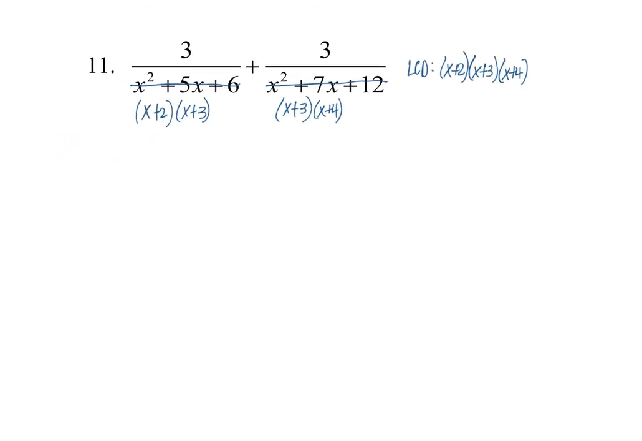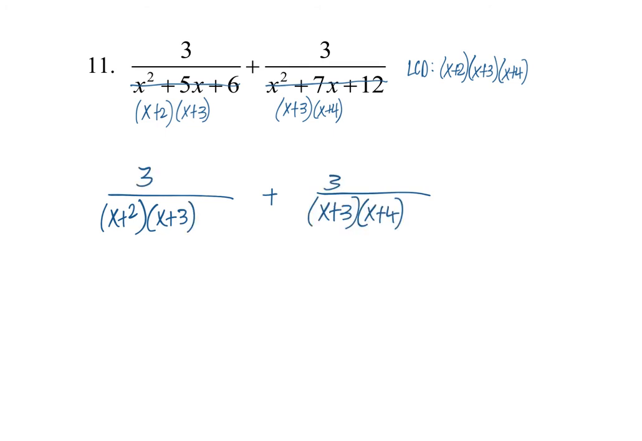So now let's make each expression have a denominator that is the LCD, but be equivalent to the first expression. So what is the denominator of x plus 2 times x plus 3 missing in order to look like the LCD? X plus 2, x plus 3, x plus 4. It's missing a factor of x plus 4. And what's the x plus 3 times x plus 4 missing? It's missing a factor of x plus 2.